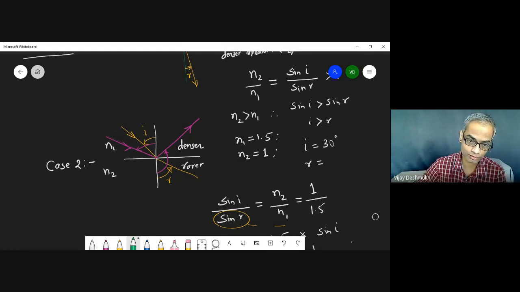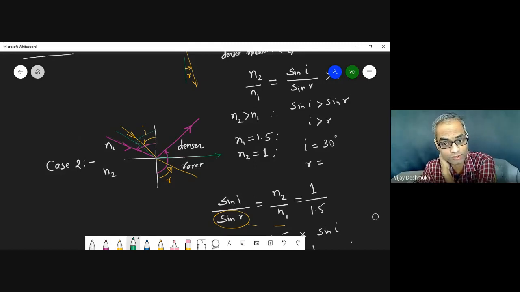This is very difficult to draw like this. Okay. And then it becomes 90 degree. Okay? Along this surface. Okay. So that angle where the angle of refraction is 90 degree.